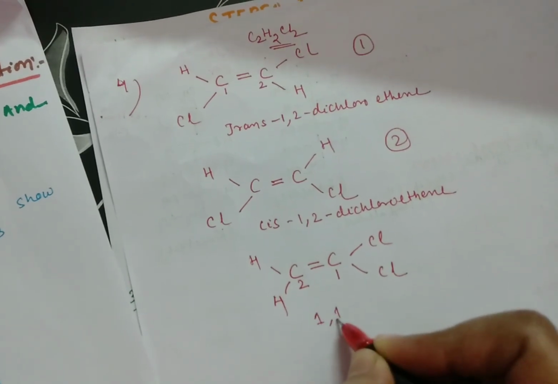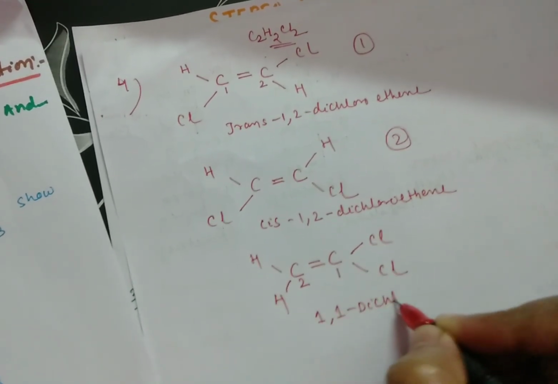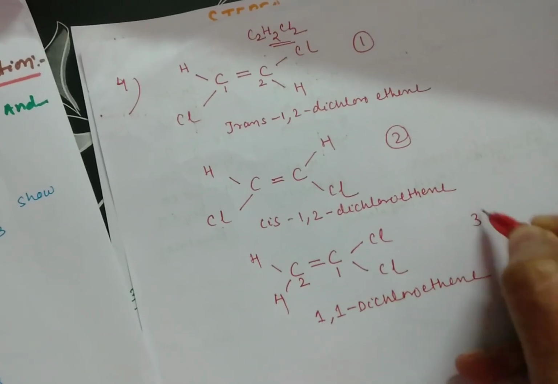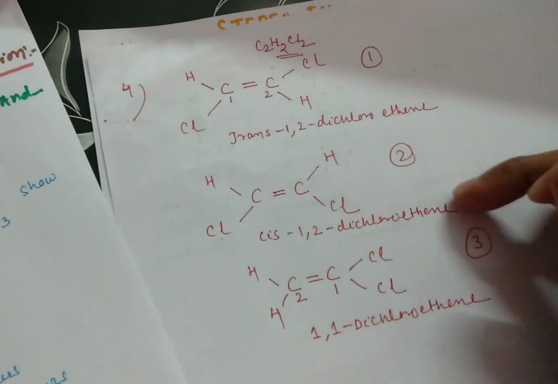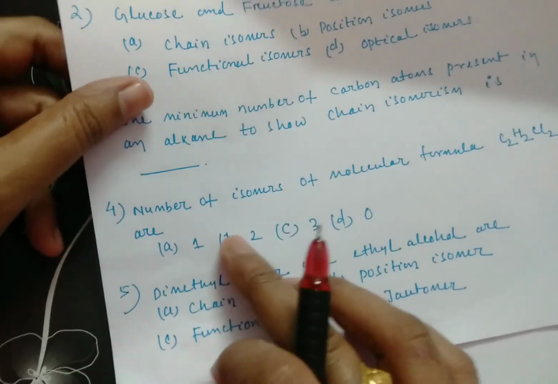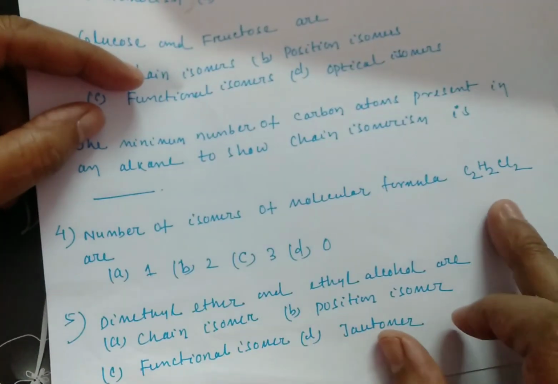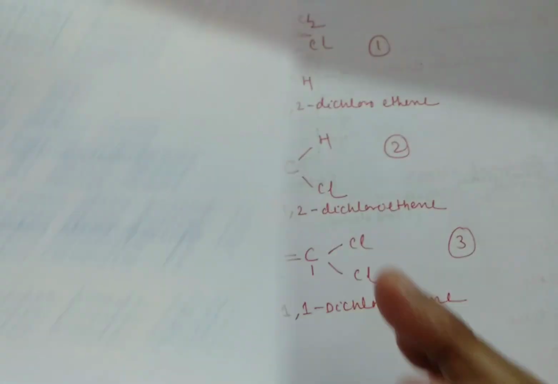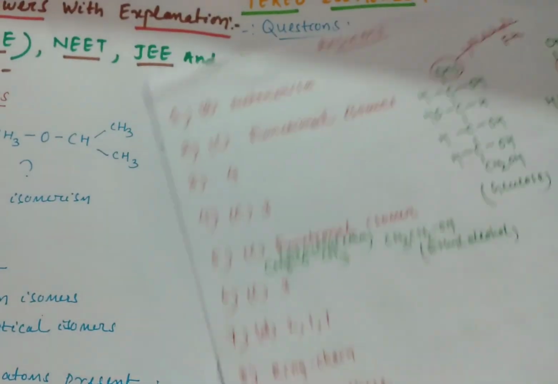So it is 1,1-dichloroethene. So how many compounds are possible? 1, 2, 3. 3 compounds are possible. So the answer to this question, the number of isomers of molecular formula C2H2Cl2, is 3.